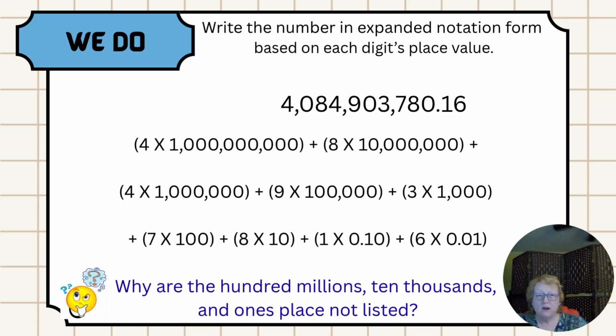So let me ask you this. Why are the 100 millions, 10,000s, and ones place not listed in the expanded notation format? And if you look at your number, you can easily see that in the 100 millions, 10,000s, and ones place, there is the digit 0, which means there is no number in those particular place values. So that means that you do not have to list those place values when you are writing expanded notation format.